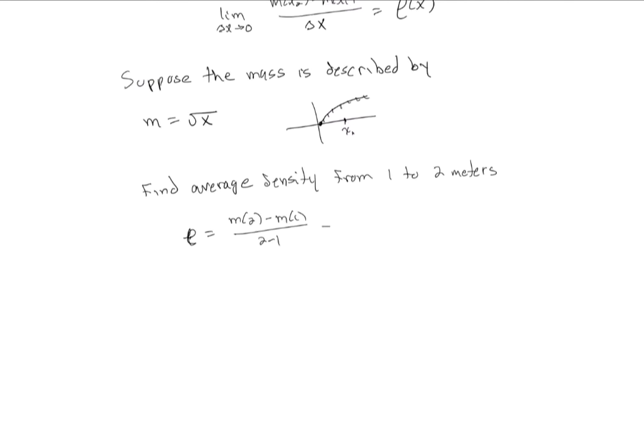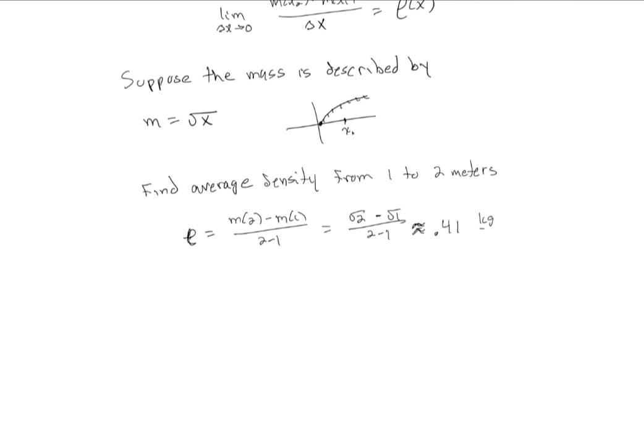In this case, my mass was the root function, and I'm going to plug that into my calculator. And since I'm getting a decimal value, let me use the approximation symbol. So I'm getting about 0.41, and I have kilograms per meter.